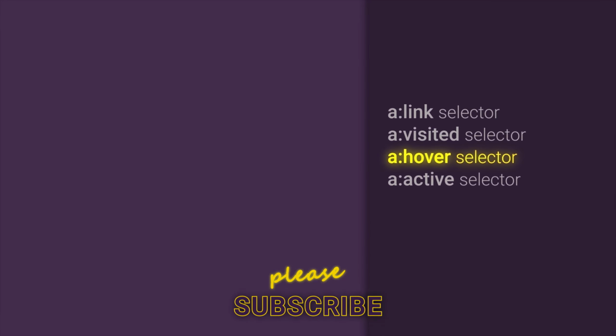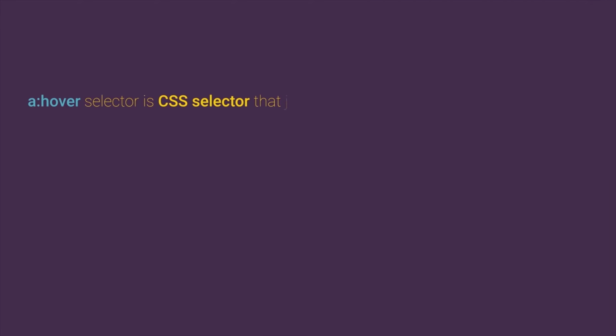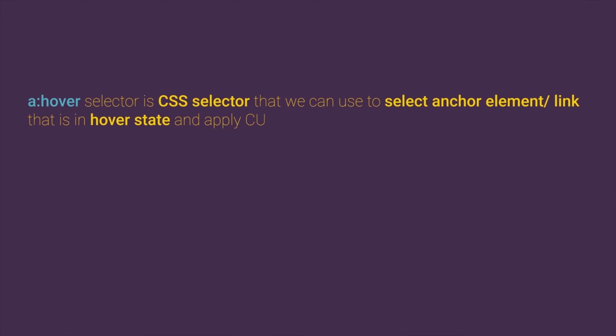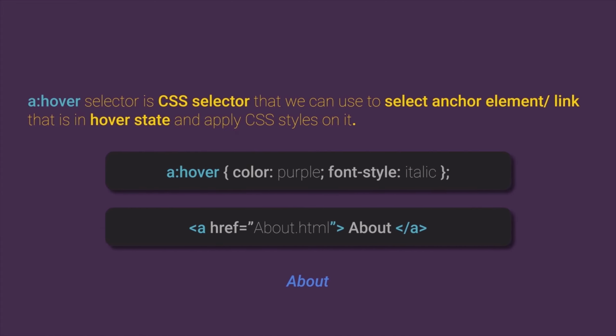What is a hover selector? A hover selector is a CSS selector that we can use to select an anchor element or link that is in hover state and apply CSS styles on it. An anchor element or link is in hover state when users hover on it.